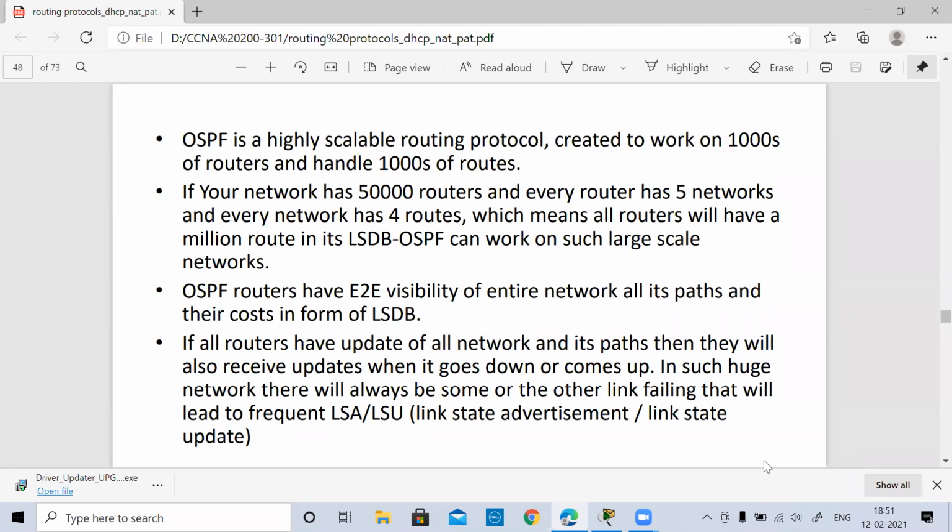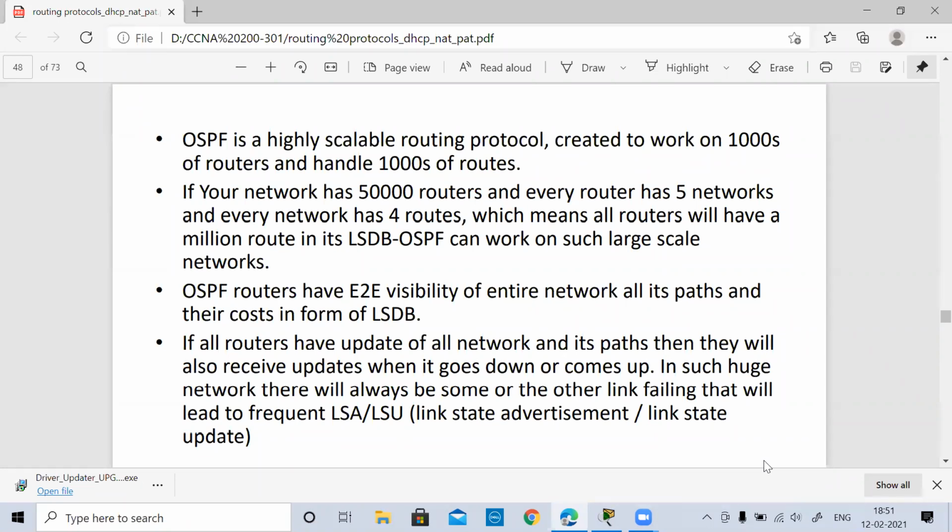Like we have the navigation system, we know that with the navigation system we can identify the different network paths by which we can reach the destination. On a similar basis, for end-to-end visibility, we should have the entire information in the form of a link state database. Now, if all the routers have updates of all the networks and their paths, then they are going to receive updates when a link goes up, when it goes down.